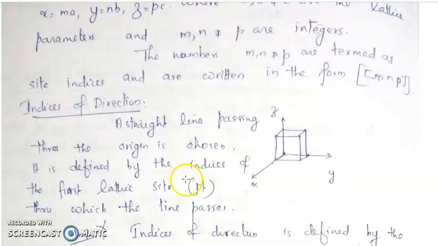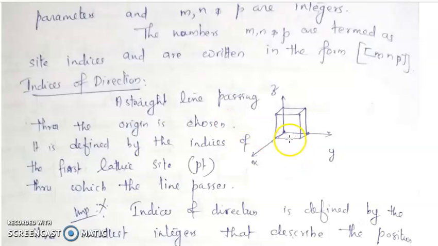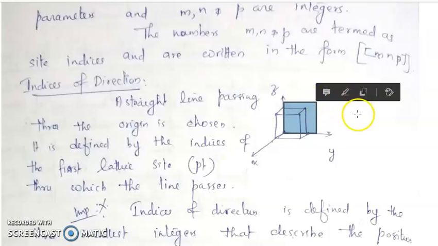Then another one is the indices of direction. We choose a straight line passing through the origin. It is defined by the indices of the first lattice site or point through which the line passes. In order to represent the direction, first of all we consider an origin and a straight line is drawn through it, and we take the indices of the first lattice site through which the line passes. We can take a line from this origin. Suppose it passes along this direction.